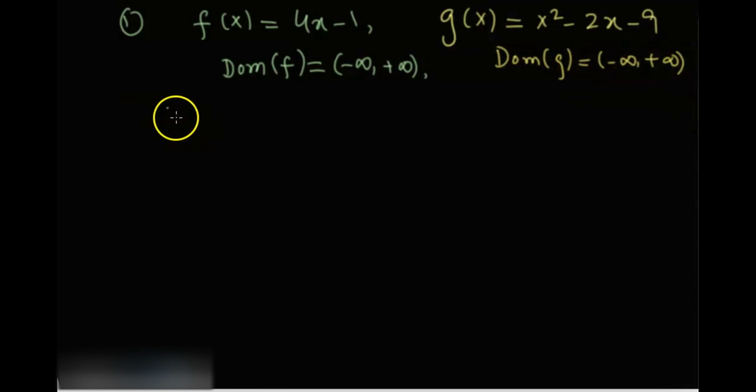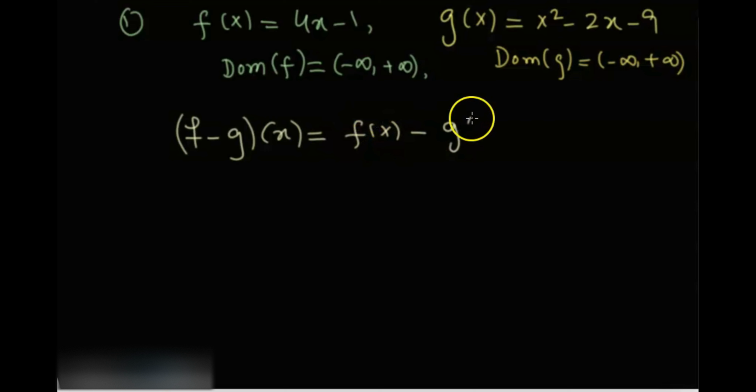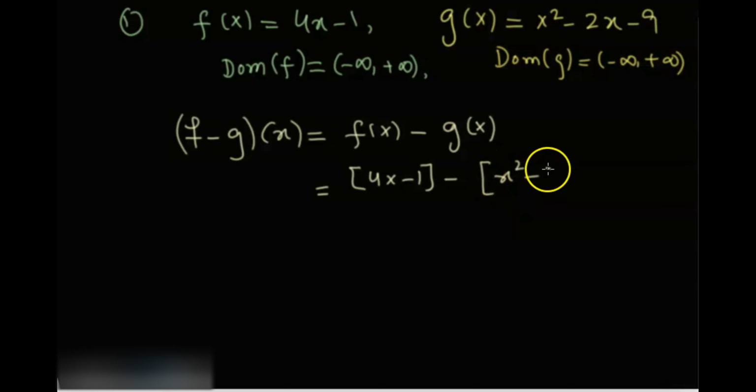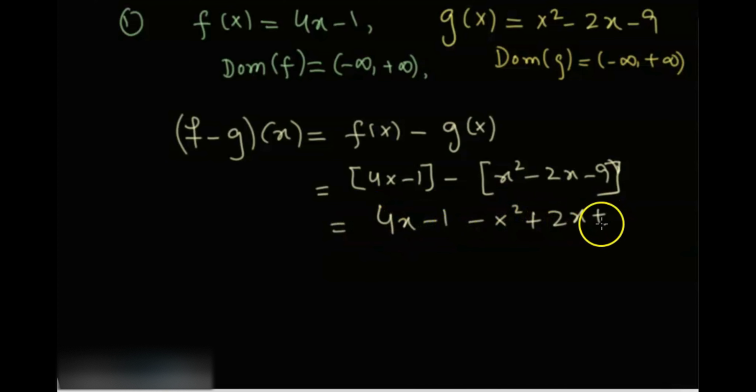Now let's define the difference, which is f minus g. First we want to define this. So this is equal to f of x minus g of x. So f of x is 4x minus 1, then minus, and then x square minus 2x minus 9. So you will get 4x minus 1 minus x square plus 2x plus 9. When you simplify, this is minus x square plus 6x plus 8. So this is the difference f minus g. And if you want to find out g minus f, then the answer will be the difference.